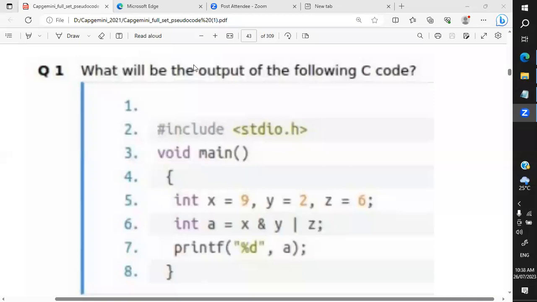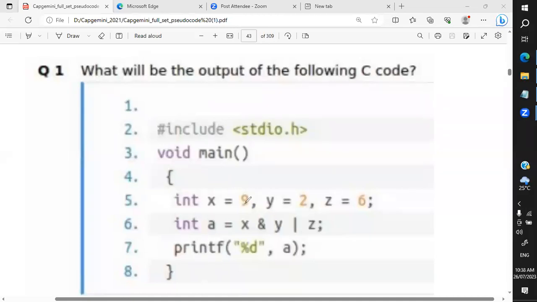I hope it's an easy question for you all. AND has more priority than OR. Yes, AND has more priority compared to OR, anytime. Bitwise AND as well as logical AND have more priority compared to bitwise OR and logical OR.